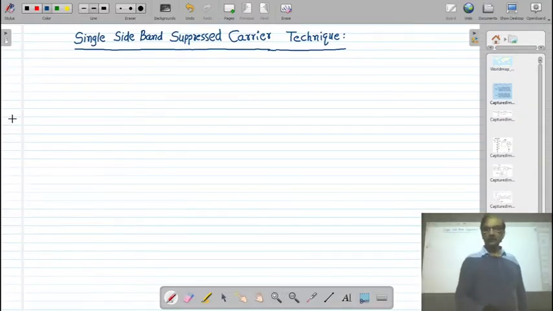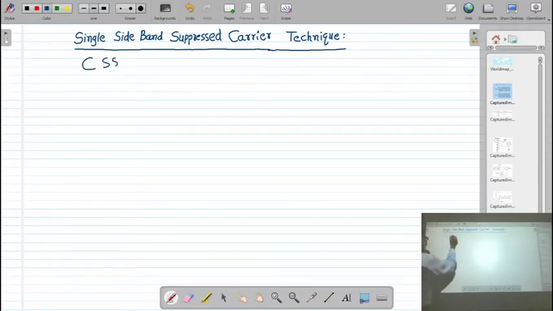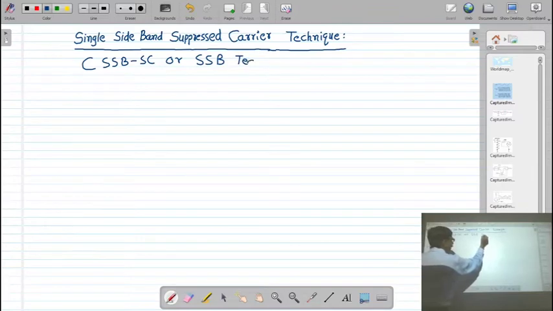Today in this lecture, we will discuss one more variation in amplitude modulation, and it is known as the single sideband suppressed carrier technique. In short, it is also known as the SSB technique. It is called SSB-SC, or we can simply call it the SSB technique.